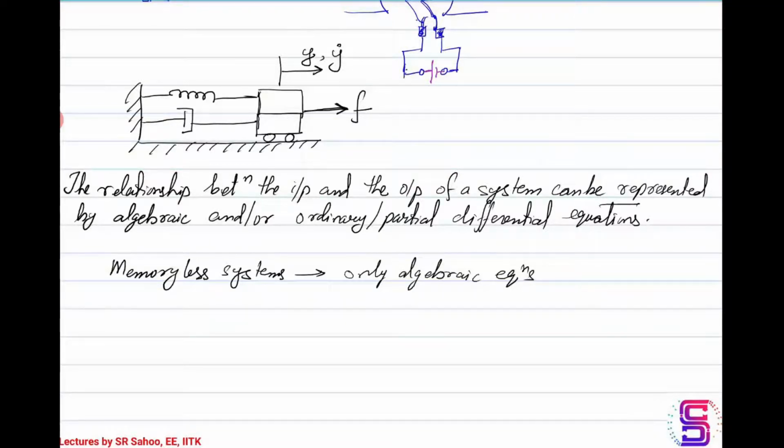Now, if there are something known as memoryless systems, then there are systems which have memory. For systems with memory, the relationship is described by differential equations and algebraic equations. What we'll be dealing with in this course, if it's a memory-based system, is ordinary differential equations and algebraic equations. So we'll only study those systems.